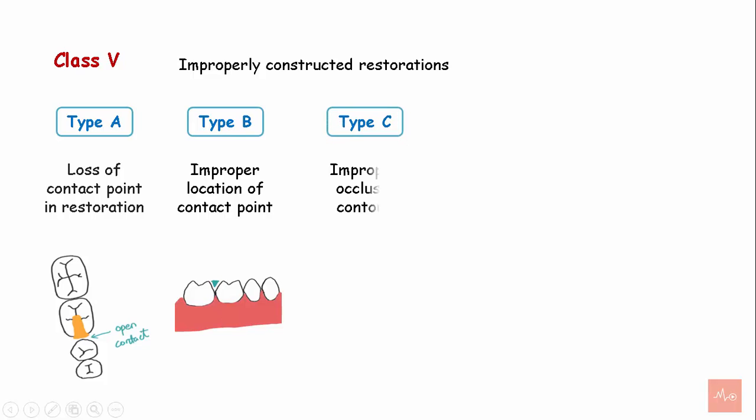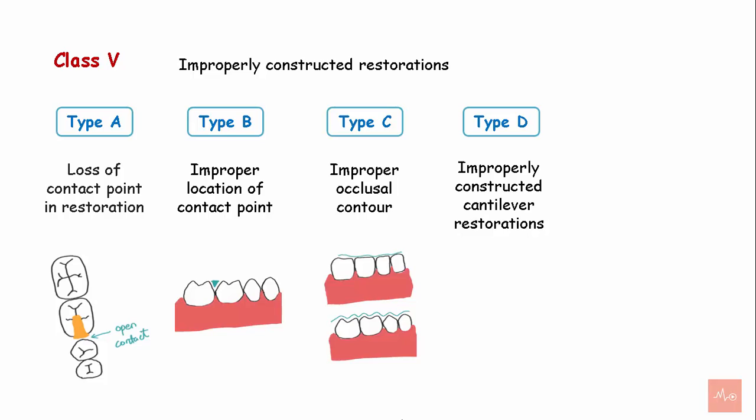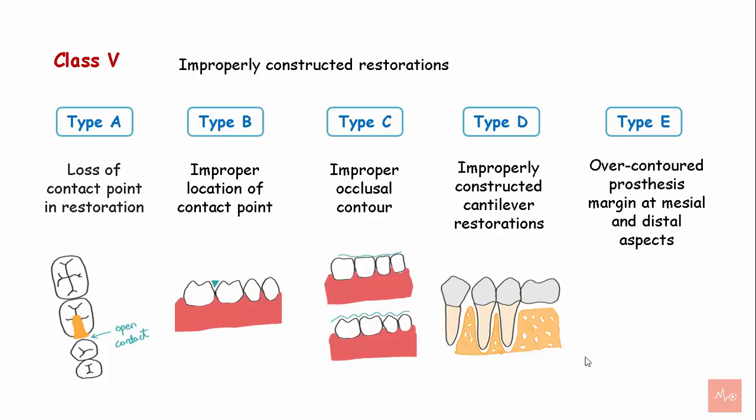Type C is associated with improper occlusal contour. The presence of flat or worn out architecture of the occlusal scheme can lead to food impaction. Type D is associated with improperly constructed cantilever restorations. Cantilever restorations can cause imbalance in the forces on the teeth, leading to food impaction. Type E is associated with over-contoured margins at the mesial and distal aspects. Over-contoured margins can lead to lateral food impaction.